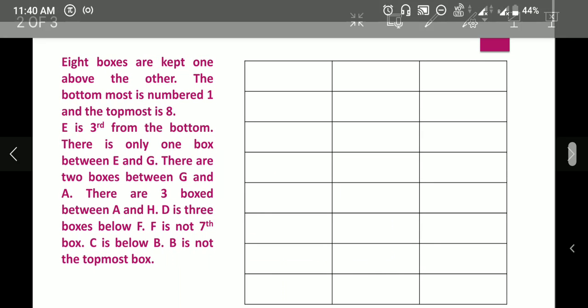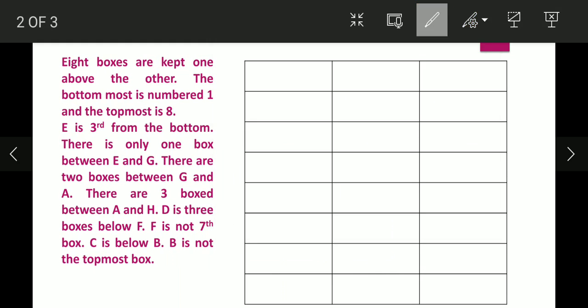The question is given as: 8 boxes are there. 8 boxes are kept one above the other. The bottom box is numbered 1 and the topmost is 8. So at first I'm just assigning the box numbers. Next, certain conditions are given.